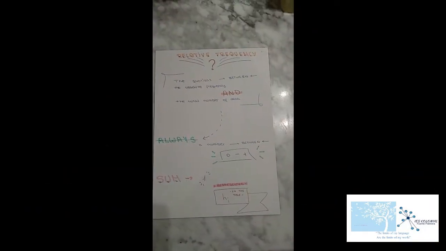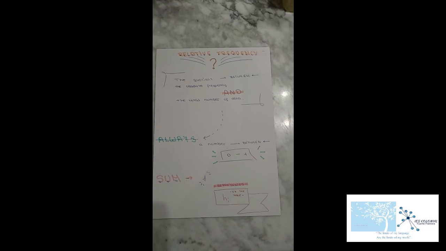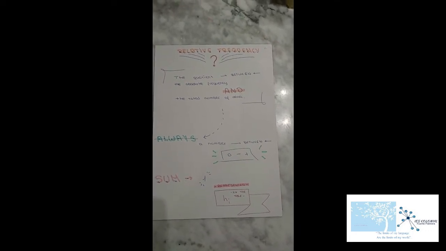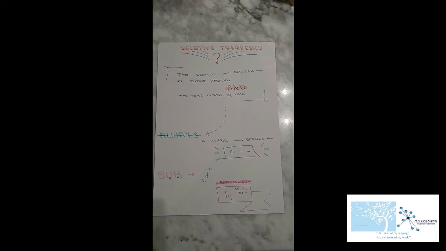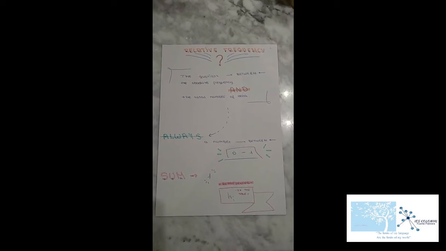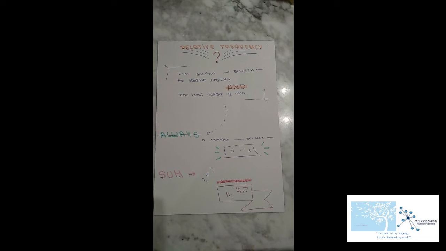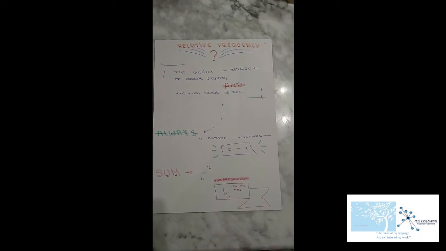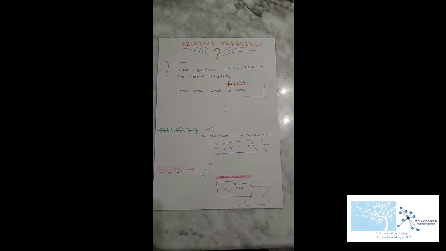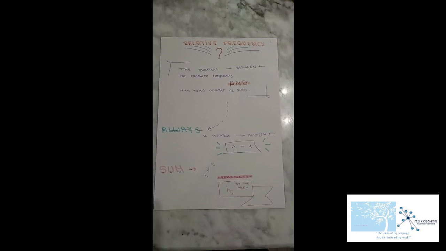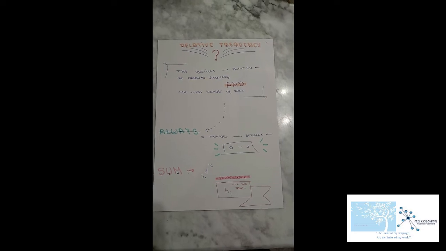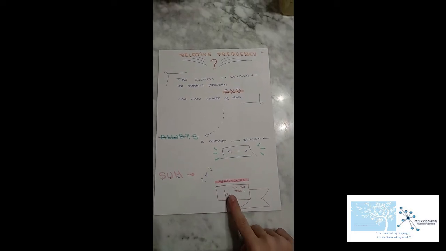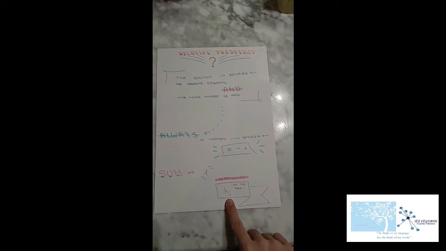I'm going to explain relative frequency. So the relative frequency is the quotient between the absolute frequency and the total number of data. We always need to know that the relative frequency is a number between 0 and 1, and the sum will always be 1. Also, we can represent it in the table like this.